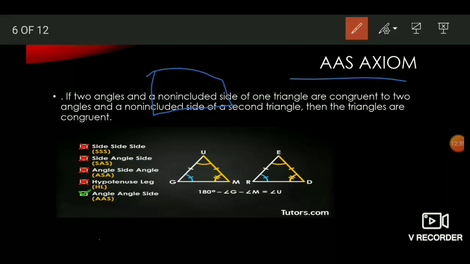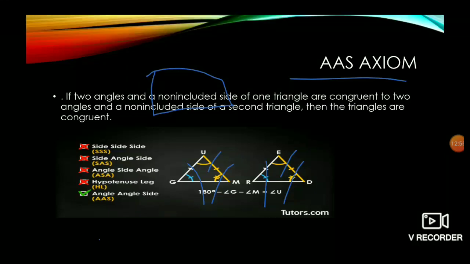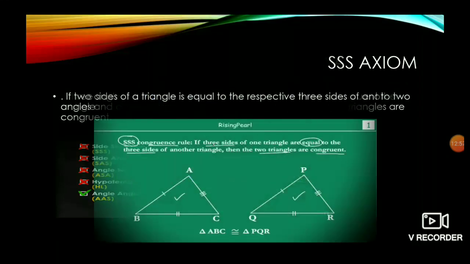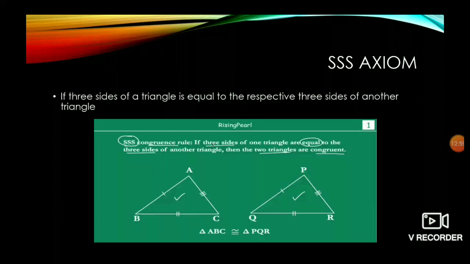Suppose this angle and this angle are equal, this angle and this angle. Now this is not an included side, but by the AAS axiom we can prove that these triangles are congruent. So let's move on to the next axiom, that is SSS.